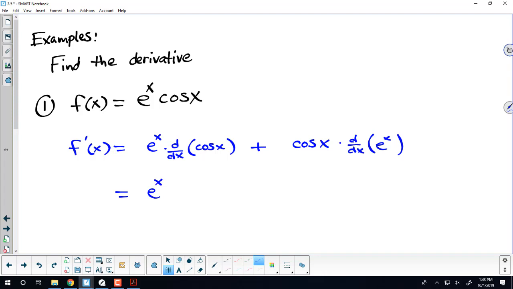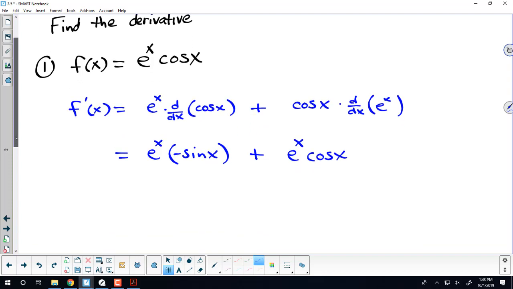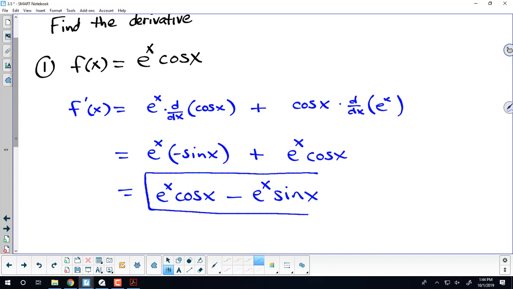So we have e to the x times the derivative of cosine, minus sine, plus the derivative of e to the x, which is e to the x, times cosine x. So we could just clean that up. We could say that's e to the x cosine x minus e to the x sine x. I don't think that's a necessary step, but yeah, it looks nicer.